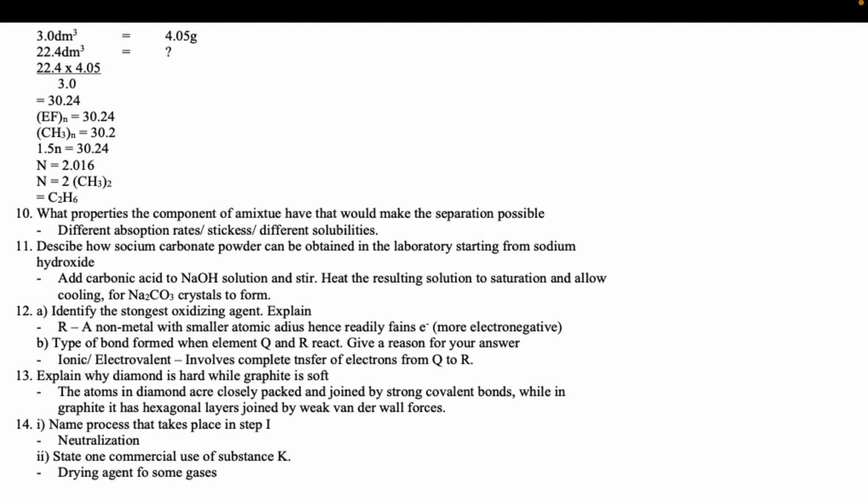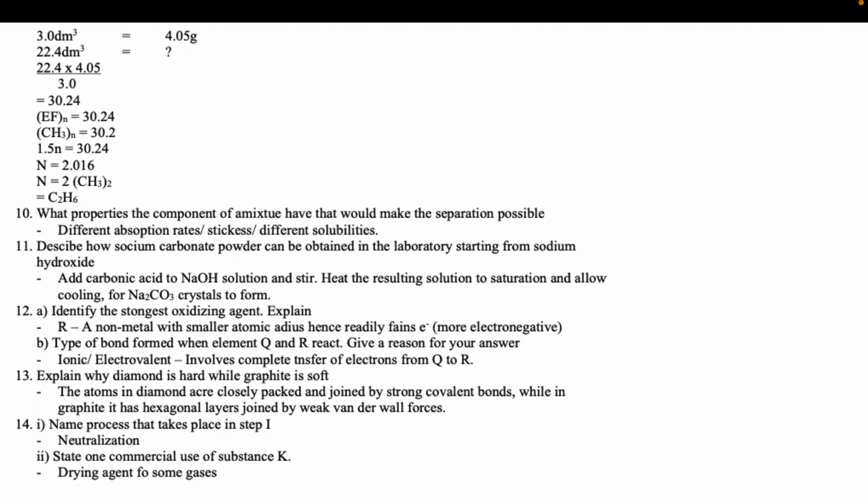What properties of the components of a mixture would make the separation possible? Different adsorption rates, stickiness, different solubilities. Describe how sodium carbonate powder can be obtained in the laboratory starting from sodium hydroxide. Add carbonic acid to NaOH solution and stir. Heat the resulting solution to saturation and allow cooling for Na2CO3 crystals to form.